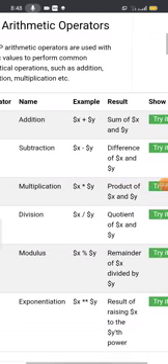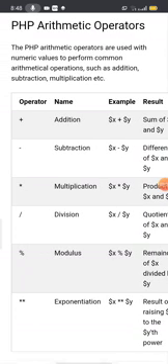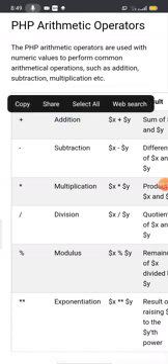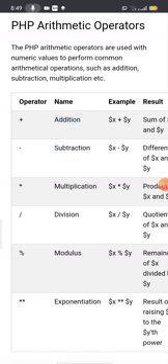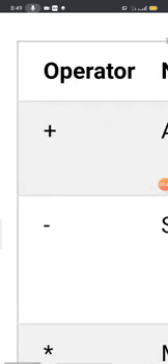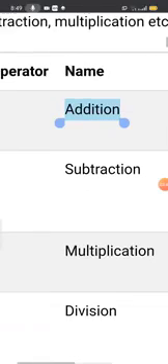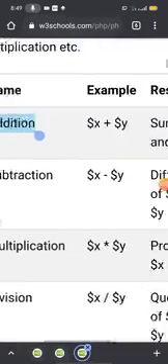Everyone, let us see the very first operator. It is addition. The addition operator is written using the plus sign. Can you see over here? This plus sign is the addition arithmetic operator. First one, addition.